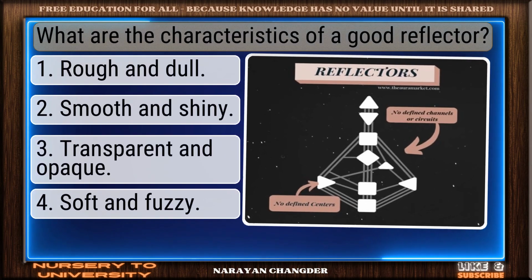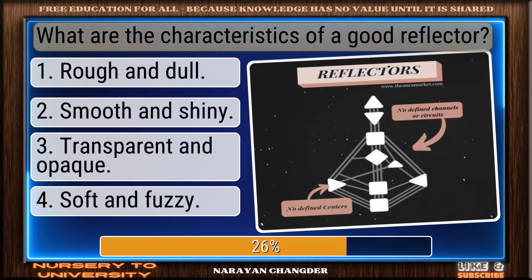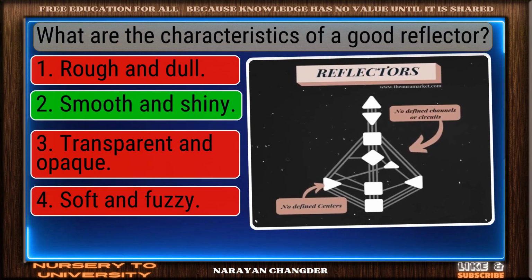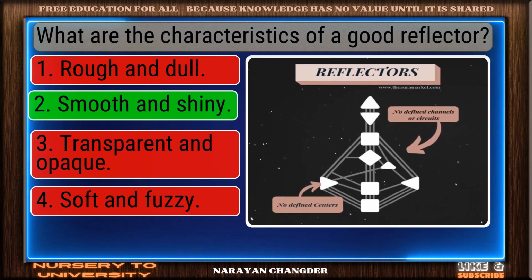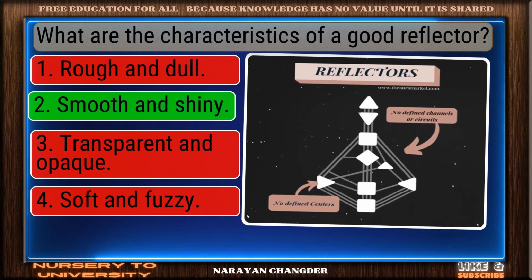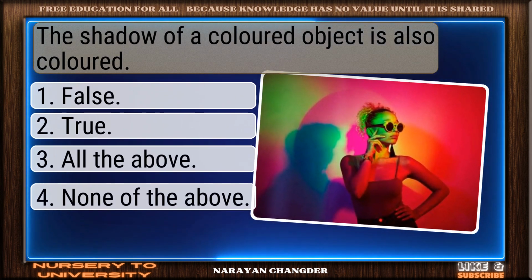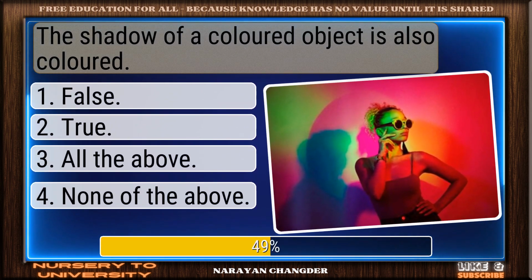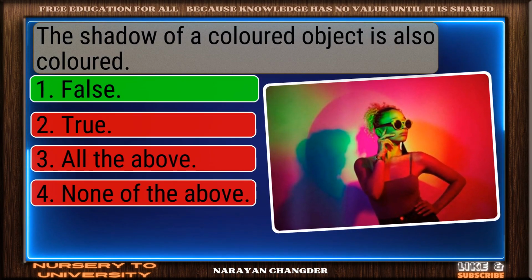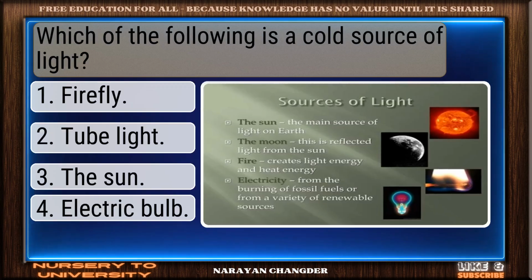What are the characteristics of a good reflector? Nice work. You chose smooth and shiny, and it is correct. The shadow of a colored object is also colored. On track. False is the correct answer.